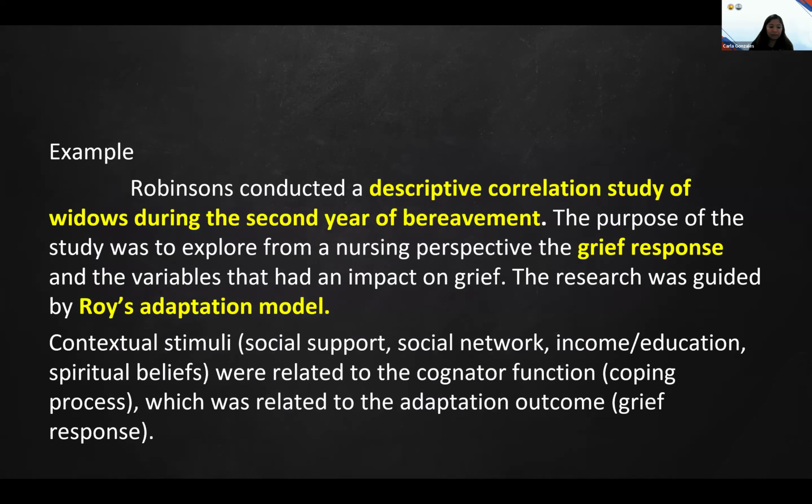This one is an example again from your book, Robinson's study on grief. The researcher made use of a descriptive correlational study of widows during the second year of bereavement. This study used Roy's adaptation model. I hope you still remember who Sister Callista Roy is.